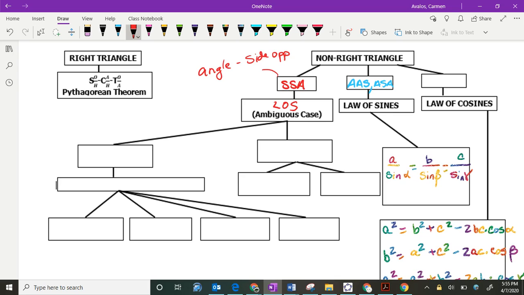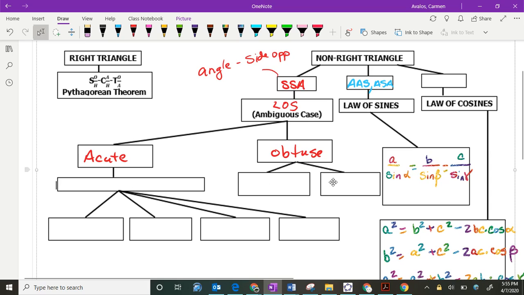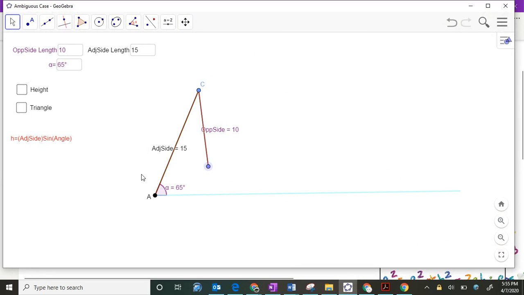Now, once we're done with that, you have to identify what kind of angle it is. So is it an acute angle, so less than 90, or is it an obtuse angle, and that is going to be greater than 90. So if they're giving you an acute angle or an obtuse angle, then you go in different directions. If it's an obtuse angle, we only have two things that it could be, and that is easy to understand. And I'm going to show you this again over here.